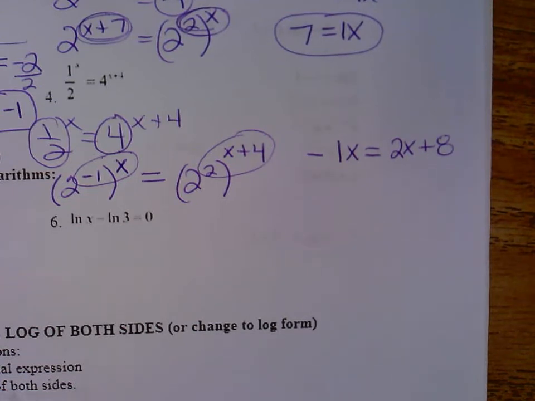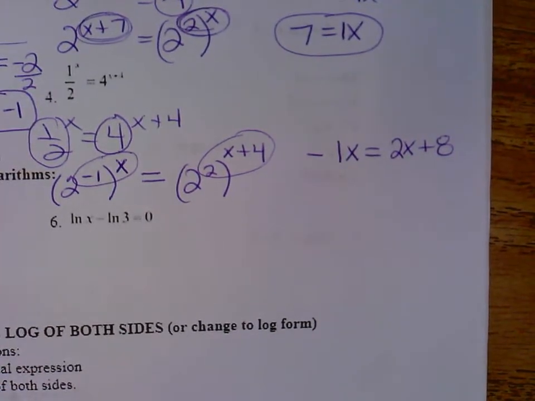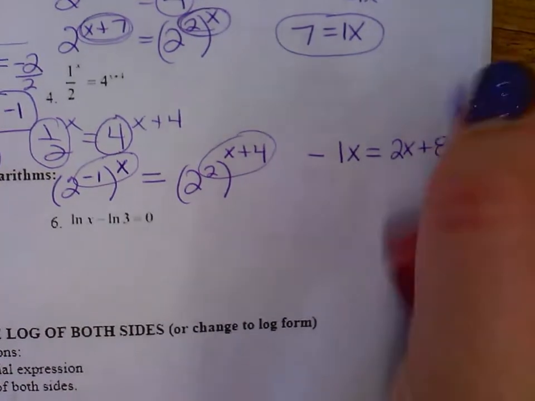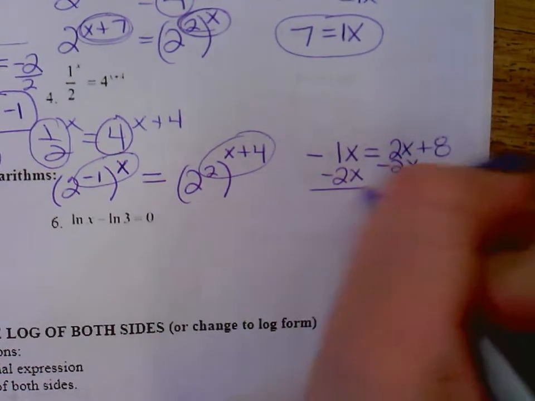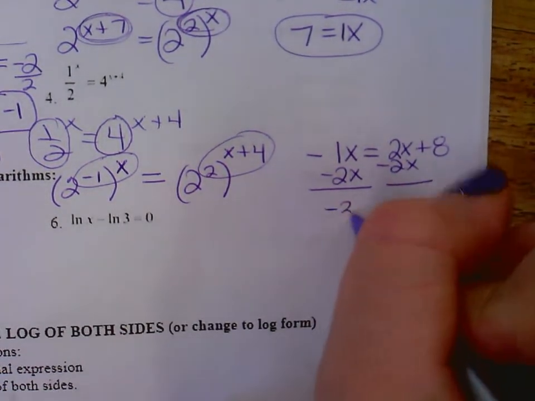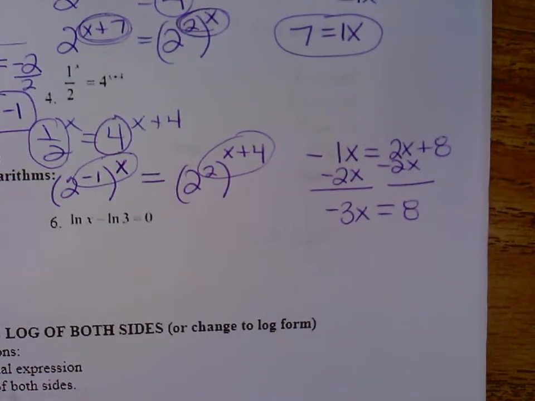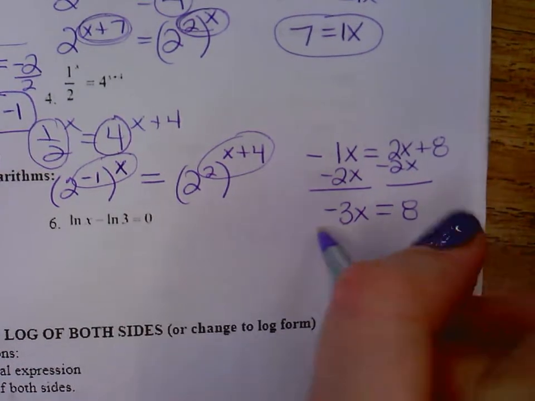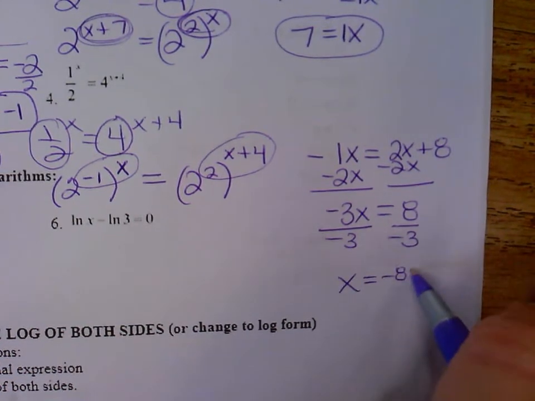I think this is the hard part. I think you guys got the one-to-one property. I think the algebra, solving algebra, minus 2x. What's negative 1x minus another 2x? Negative 3 of those x's. So if I have negative 3x equals 8, what do I do to get my final answer? Divide by negative 3. So x equals negative 8 thirds.